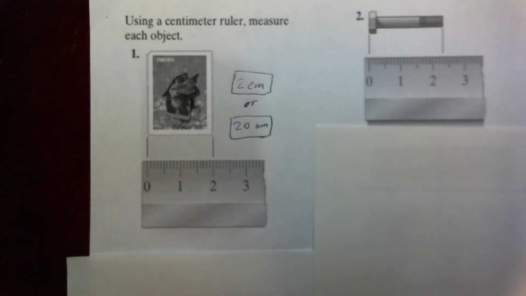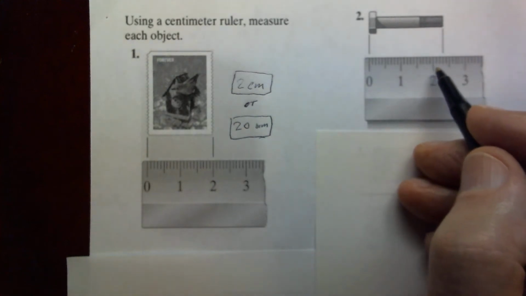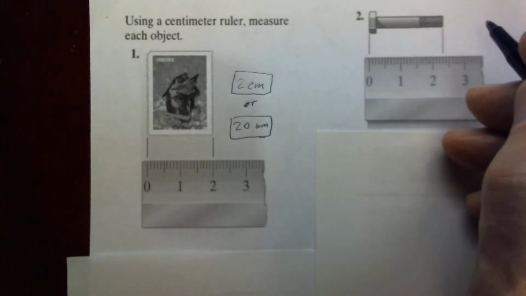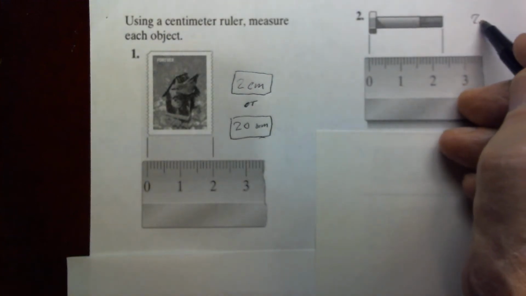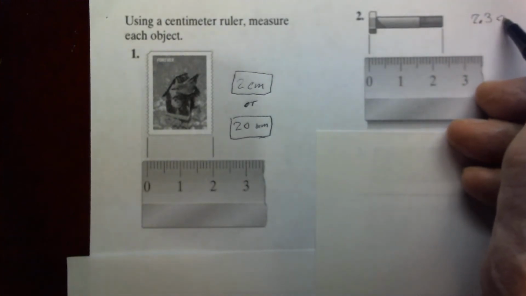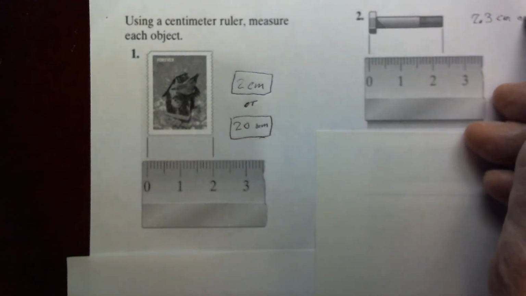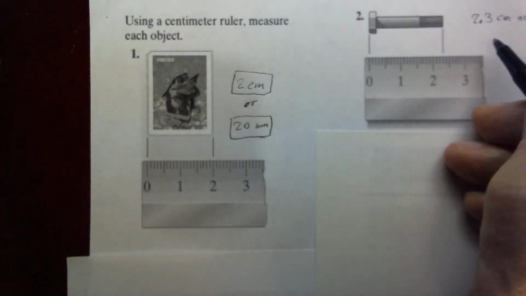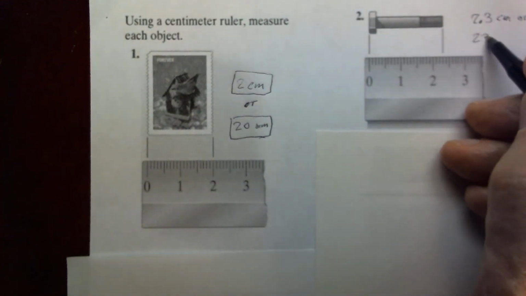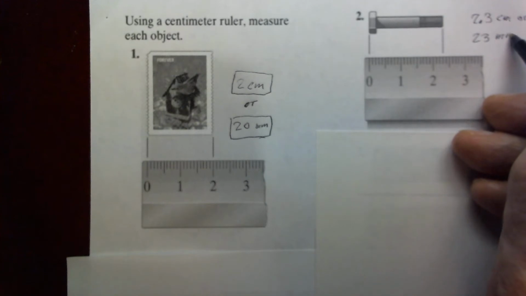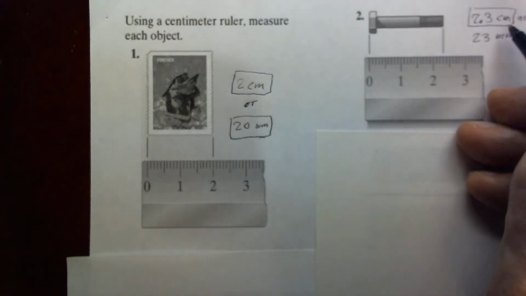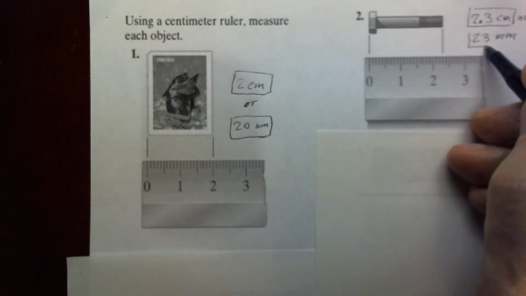So next is a bolt, and we notice it's a little longer than 2 centimeters, and says 1, 2, 3 millimeters in addition to that. So this bolt is 2.3 centimeters long, or if we count millimeters, it's 10, 20 plus 3, 23 millimeters. So 2.3 centimeters or 23 millimeters.